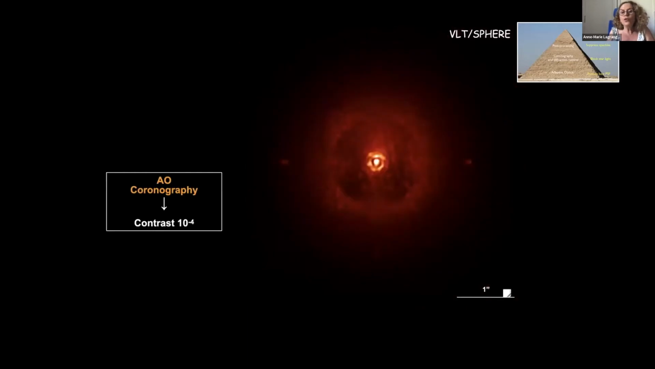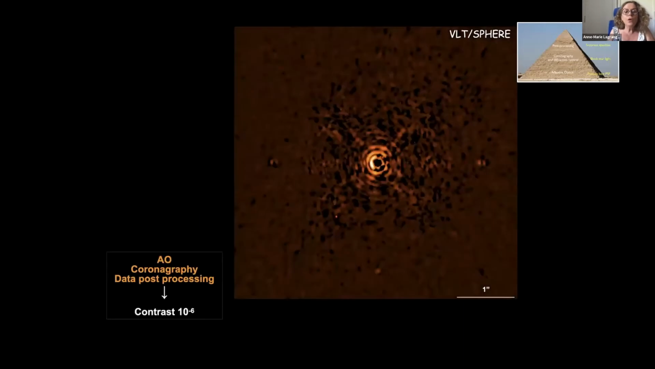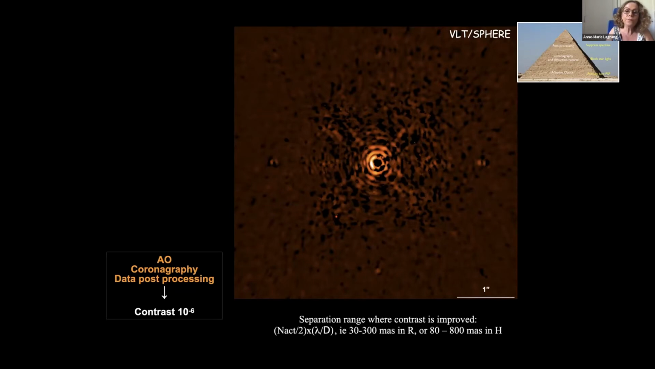You have to add a coronagraph to block the starlight, and then you win another factor of 10 in contrast. And then you have to use data processing tools to remove the speckles that remain in the halo of the star. By adding up these three steps, you can reach a contrast of 10 to the minus 6, which is kind of the magic number that you need to start to do something with direct imaging.